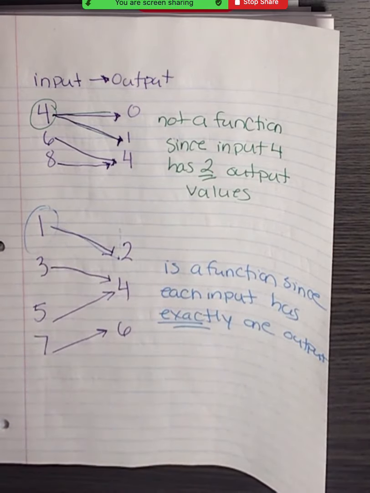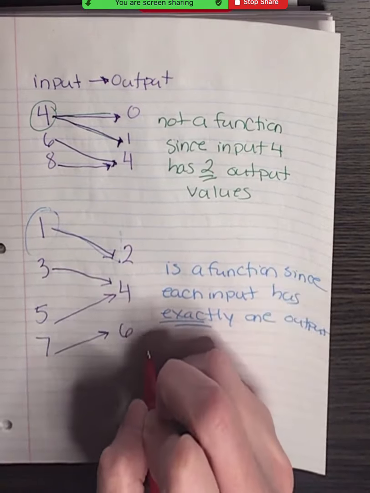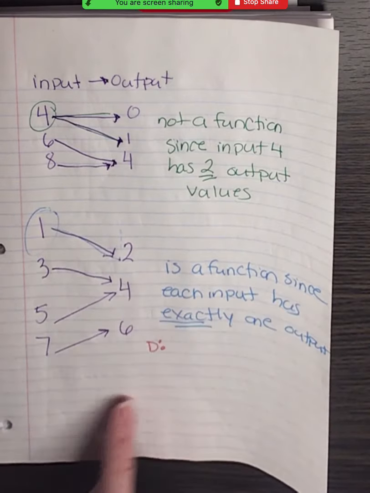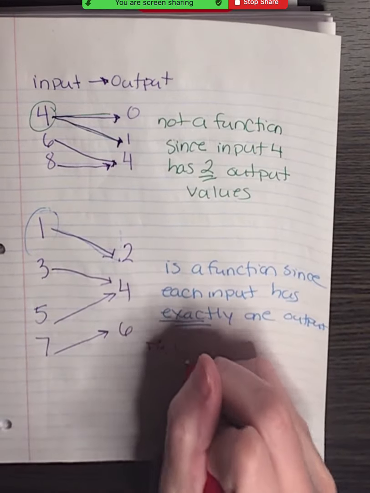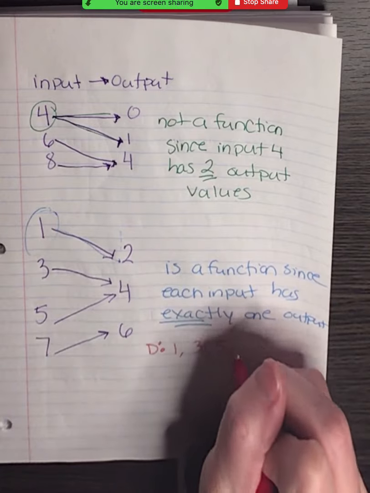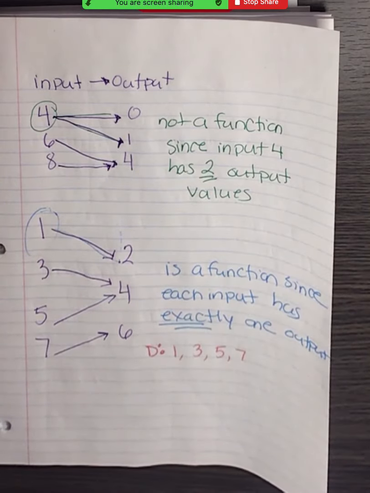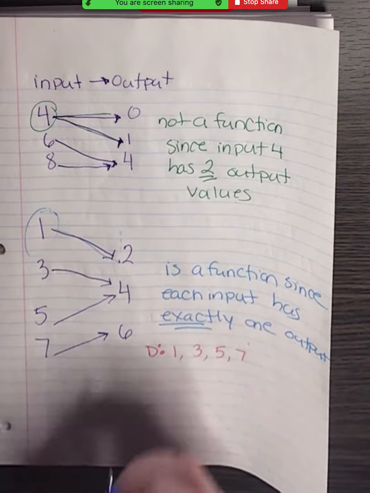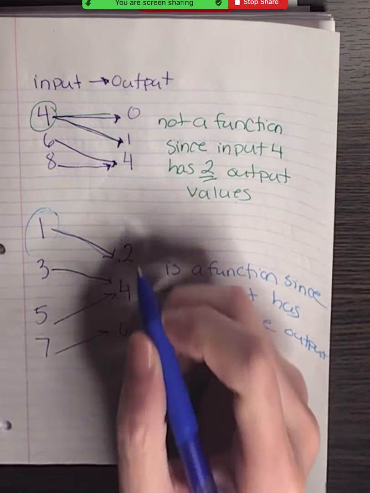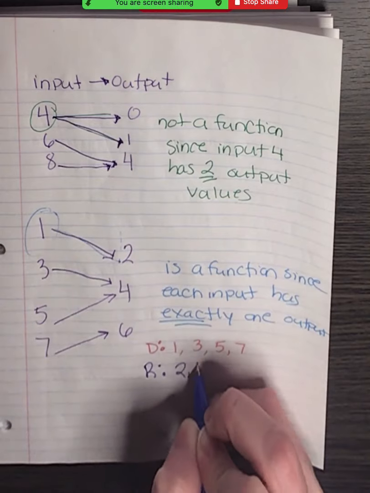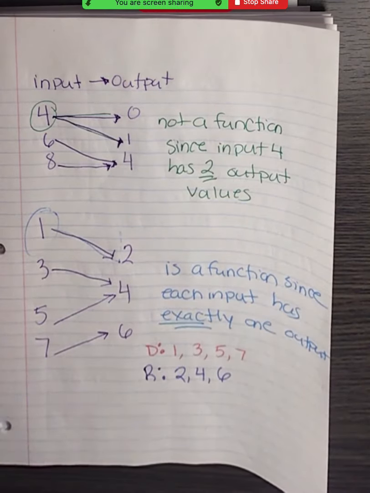So then I can have my domain. Domain is all input values, so we get 1, 3, 5, and 7. And then the range is all output values. So 2, 4, and 6 would be our range.